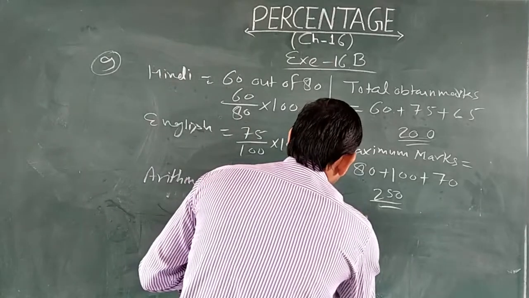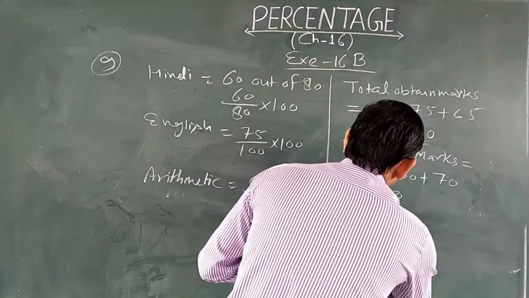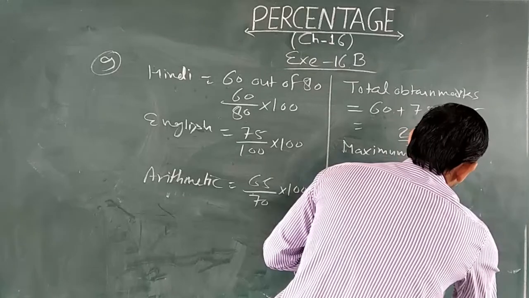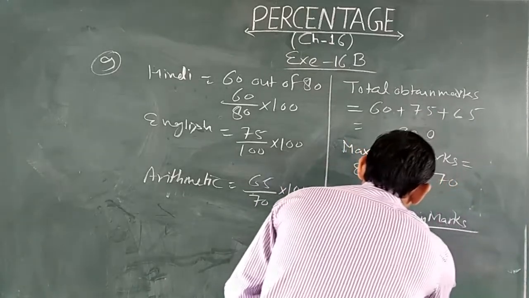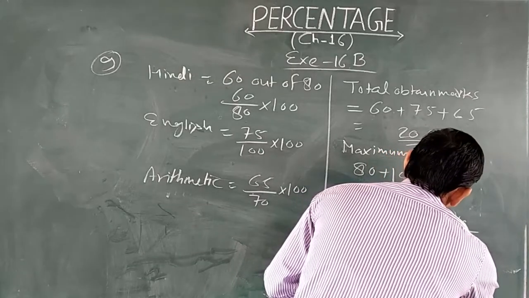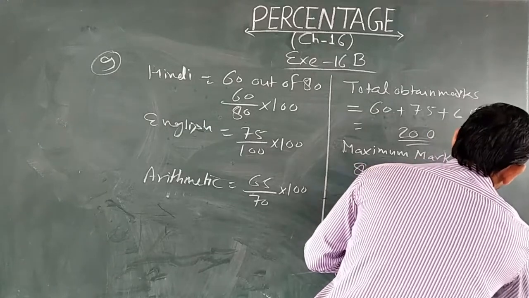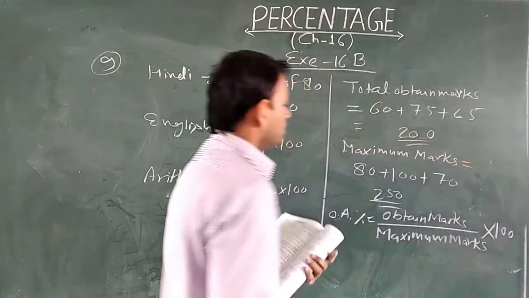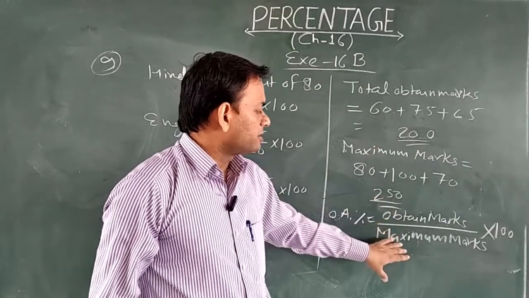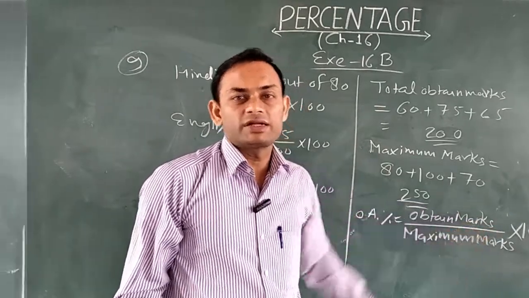So overall percentage is equal to obtained marks upon maximum marks multiplied by 100. Okay. So you will put the value of the obtained mark, that is 200, and the value of the maximum mark, that is 250, and multiply it by 100, you will get the answer.